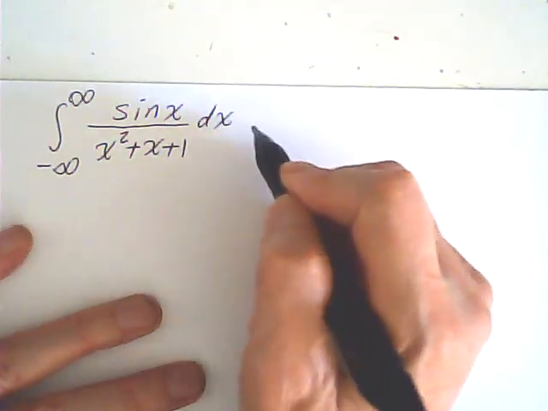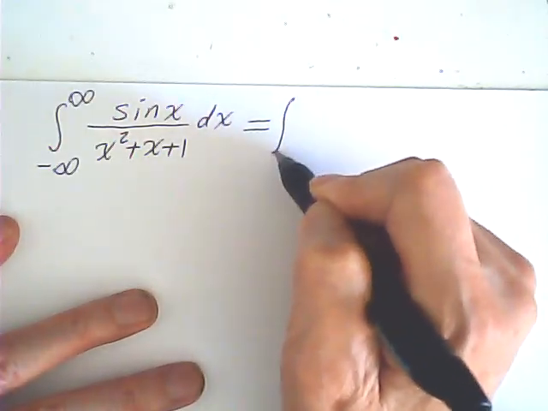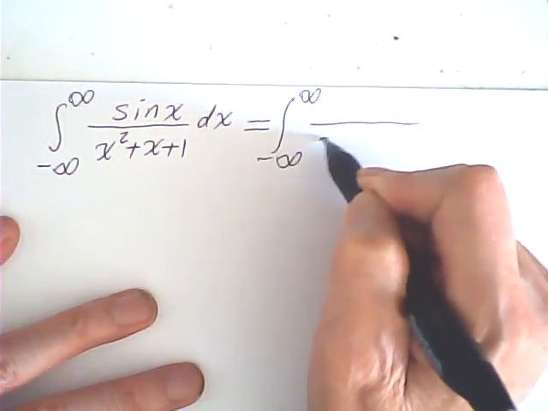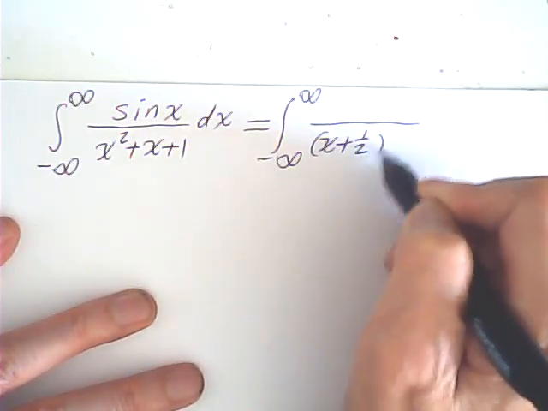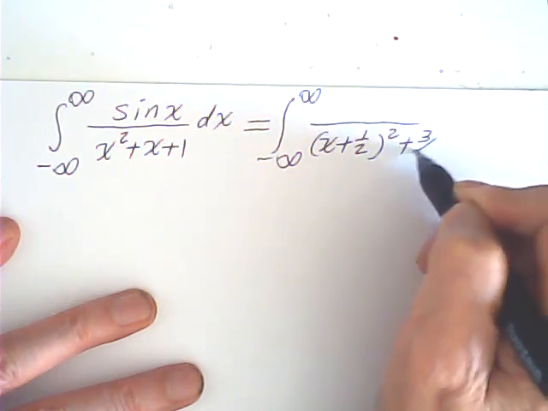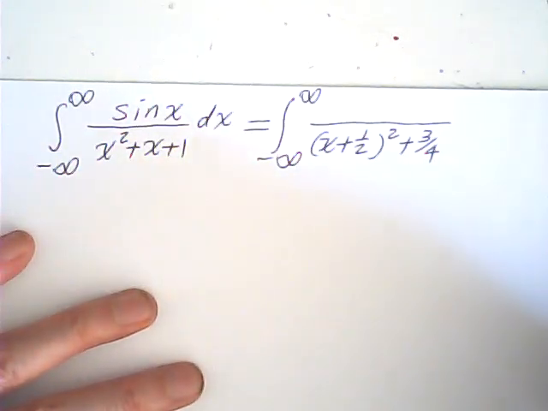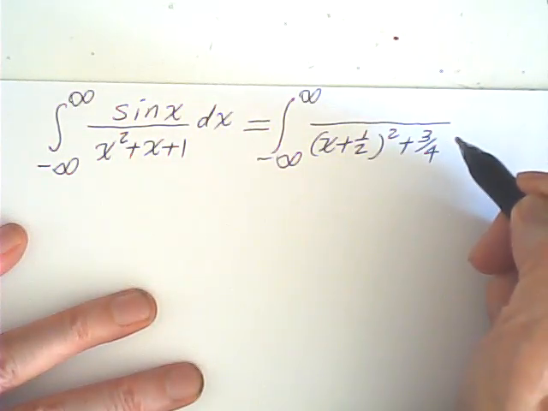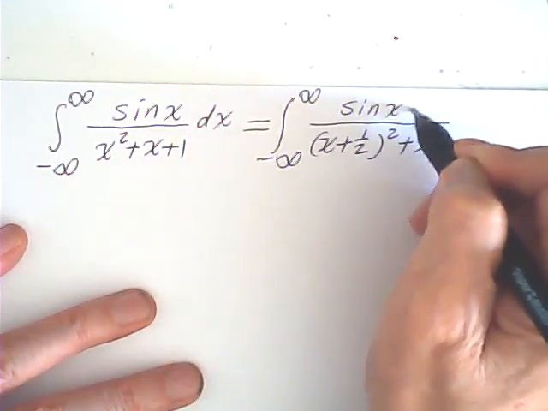Now I start with completing the square for the denominator. That is (x plus half) squared plus 3/4. Okay, that's easy to understand. So this is sine x dx.